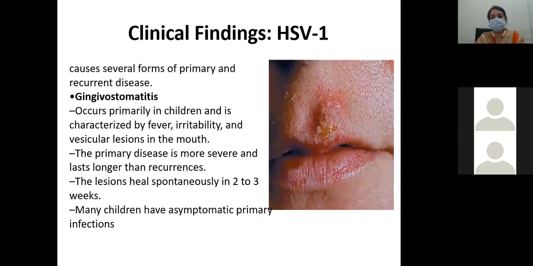What are the clinical findings of herpes simplex virus type 1? It causes several forms of primary and recurrent lesions. Number one is gingivostomatitis. It occurs primarily in children and is characterized by fever, irritability, and vesicular lesions in the mouth. The primary disease is more severe and lasts longer than recurrences. The lesions heal spontaneously in about 2 to 3 weeks. And many children have asymptomatic primary infection.